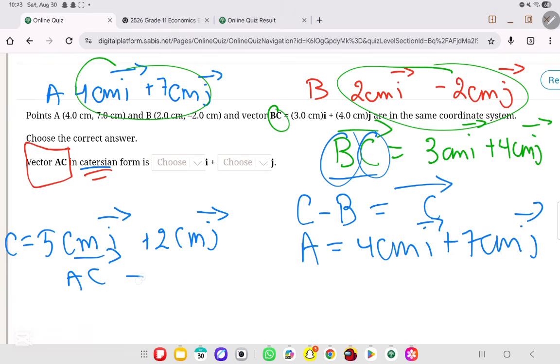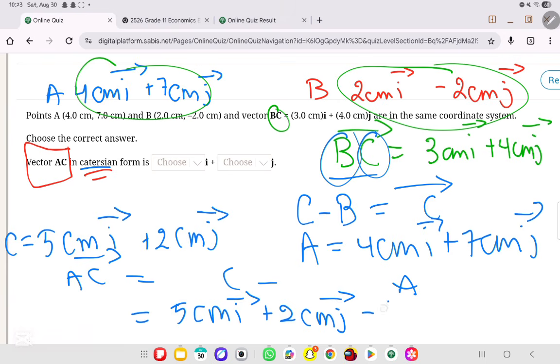AC is equal to C minus A. AC is what? We need to find it. It is equal to C, which is 5 centimeter I plus 2 centimeter J, minus, don't forget the minus, 4 centimeter I plus 7 centimeter J, okay? Don't forget that the minus will distribute among both of them. So 5 centimeter I minus 4 centimeter I will give me a value of 1 centimeter I. And then 2 centimeter J minus 7 centimeter J is going to give me a value of minus 5 centimeter J.